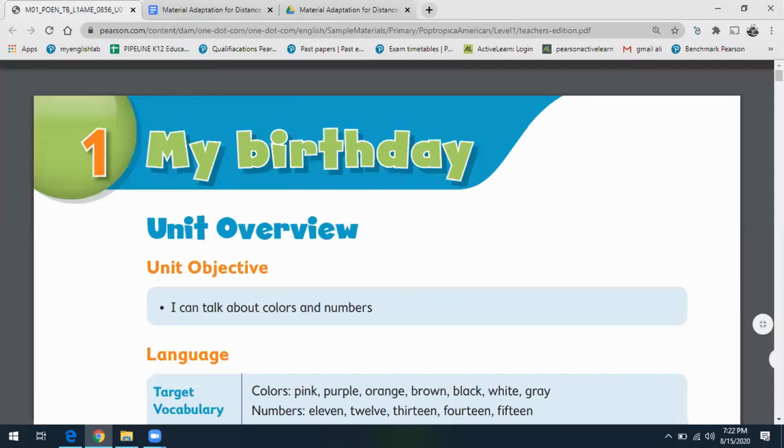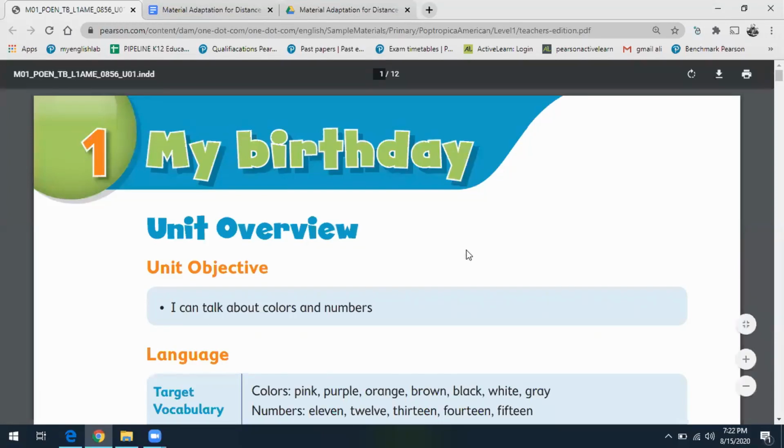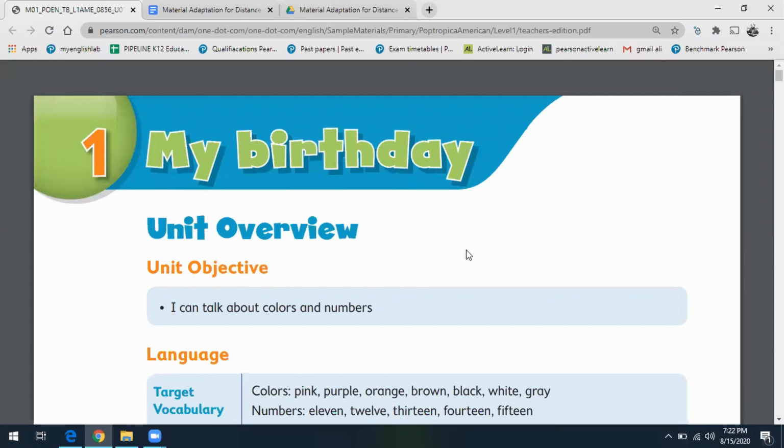Okay, the first book that we're going to look at would be the one published by Pearson. The book is titled Pop Tropica. Let's take a look at the book. Okay, so now we're looking at the teacher guide of Pop Tropica Level 1, Unit 1. Okay, so this is a book for first graders. And we're going to apply the 3 tips that we talked about earlier into this book.